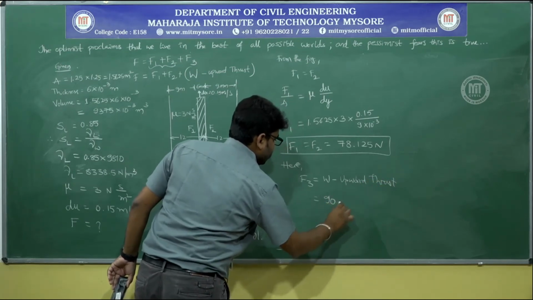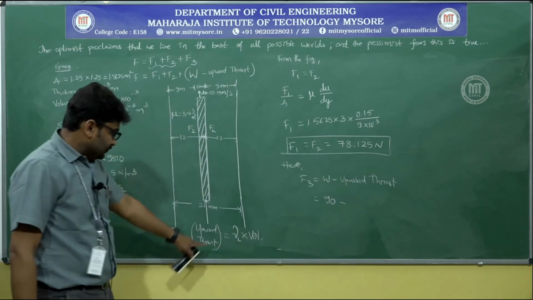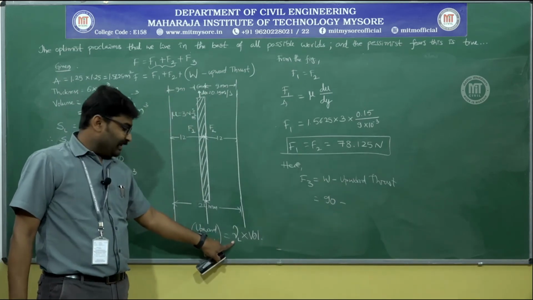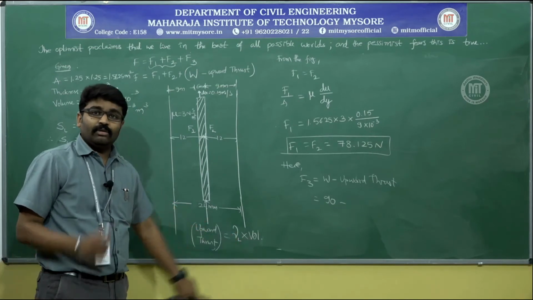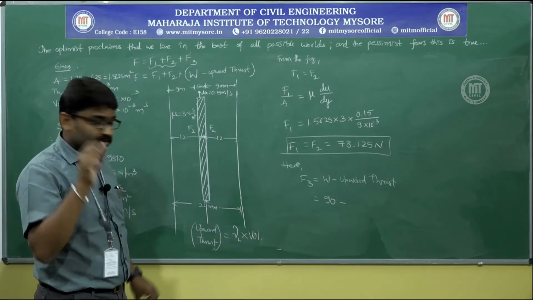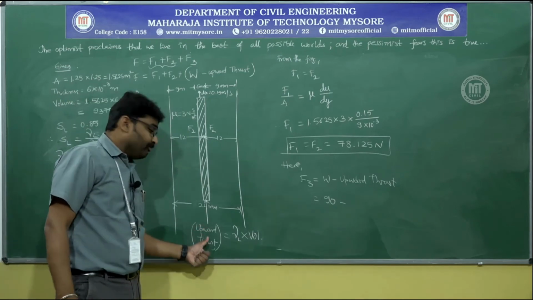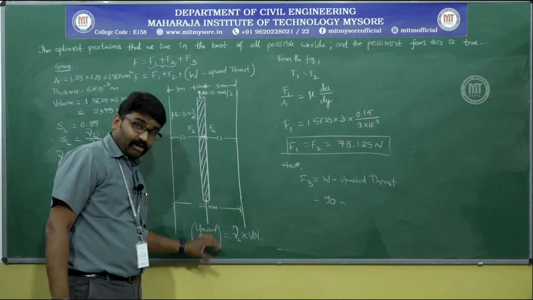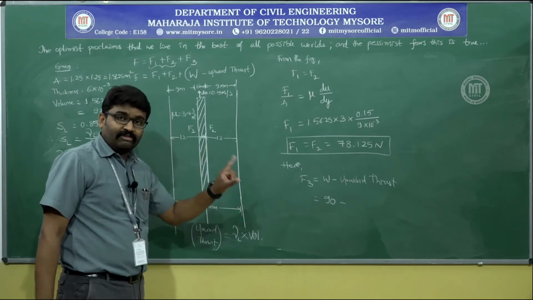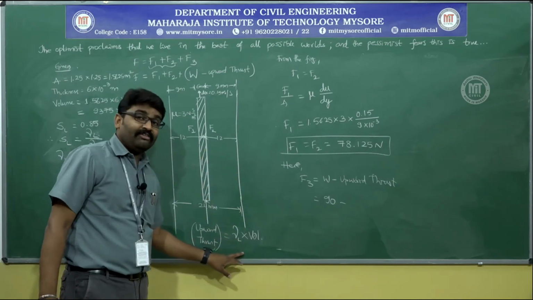Weight is 90 Newton, it is known. Upward thrust is, as you can observe here I have written, weight density multiplied by volume. How did I arrive at this point? Most important, it is the weight of the volume of the liquid displaced. That is the reason why I have written this.